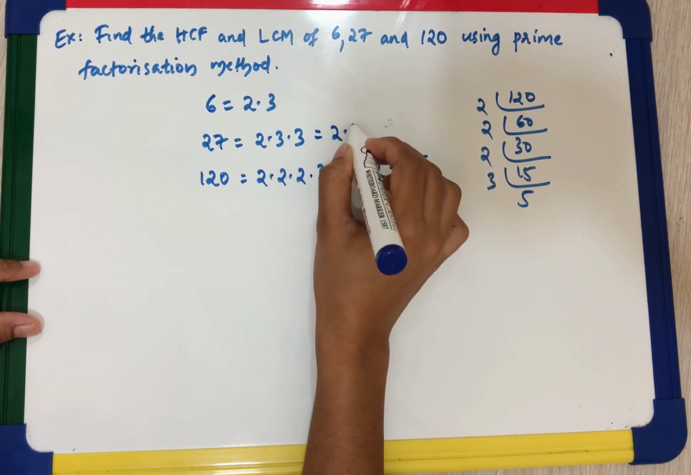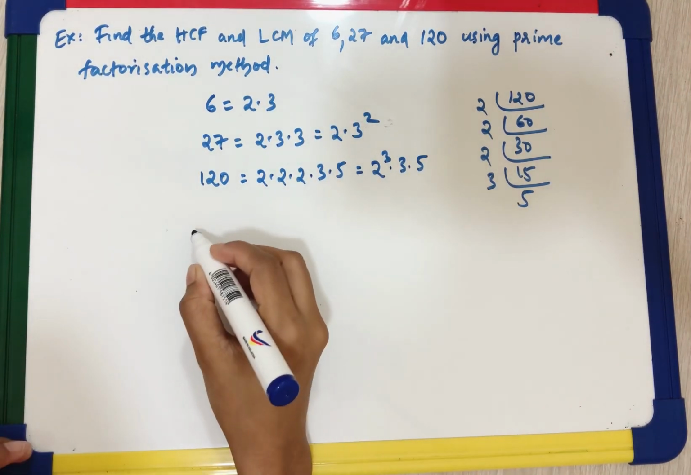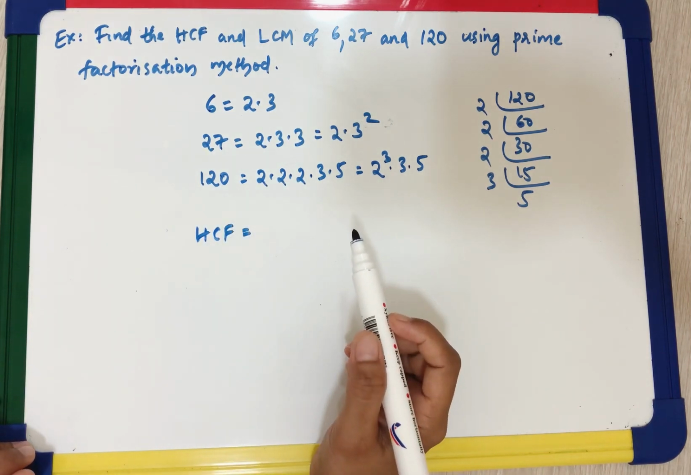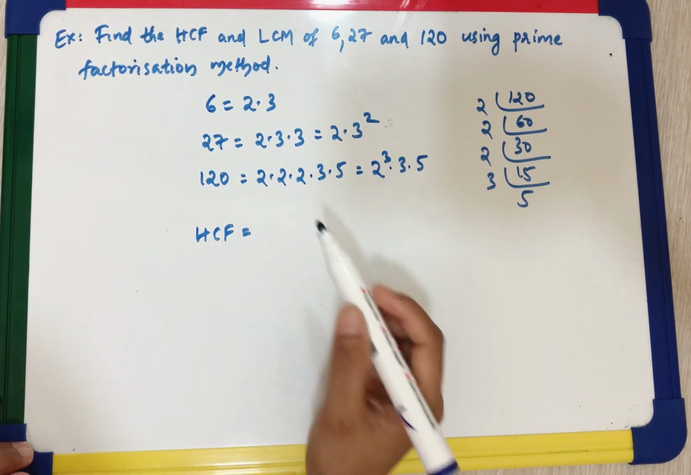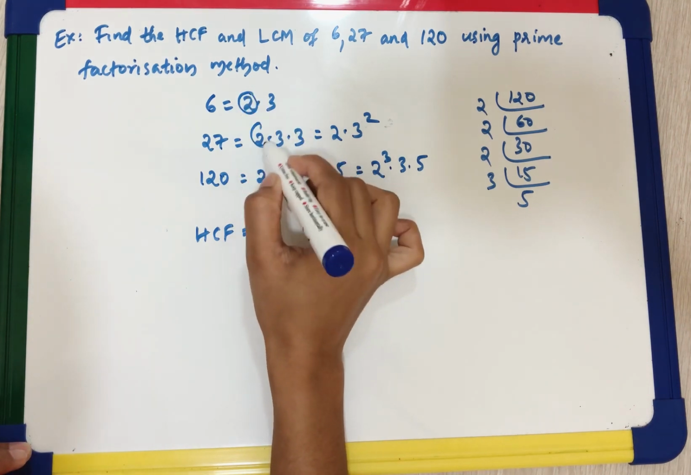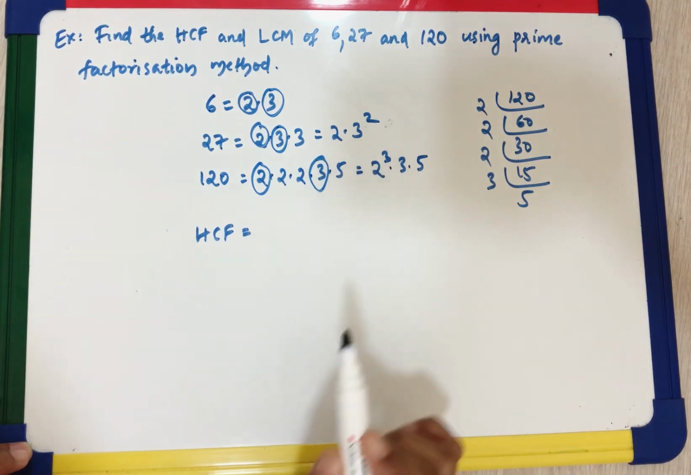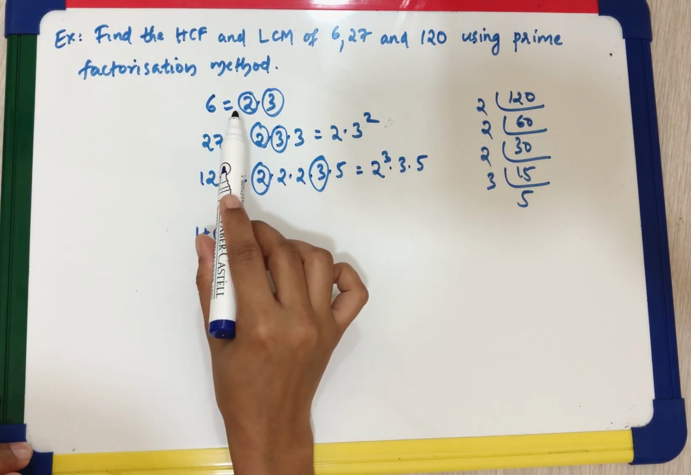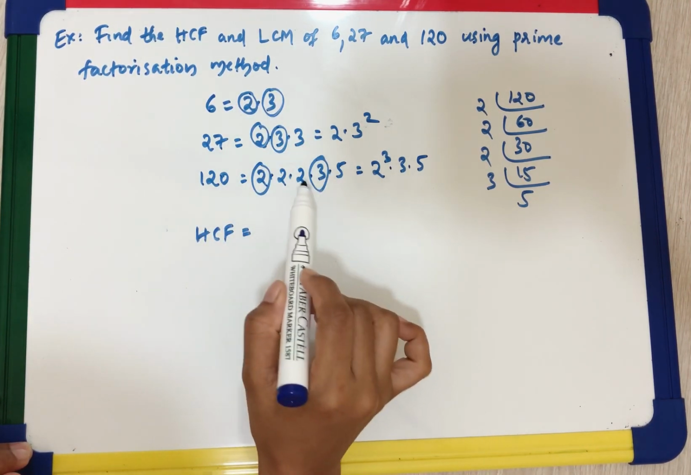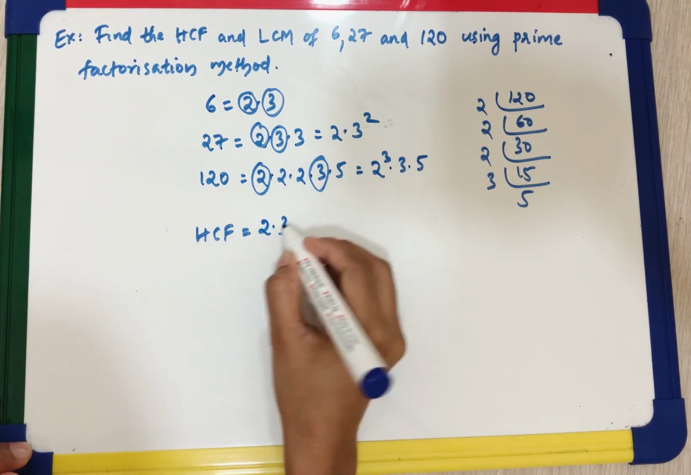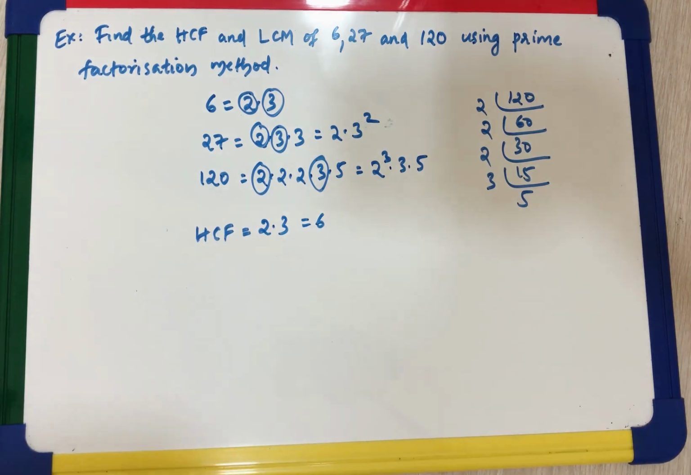HCF is equal to the product of the smallest power of the common prime factors. Here the common prime factors are 2 and 3. The smallest power of 2 is 2 raised to 1 and the smallest power of 3 is 3 raised to 1. Therefore, 2 into 3, which is equal to 6.